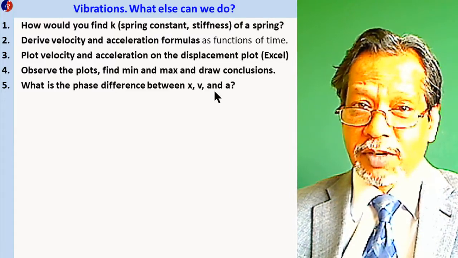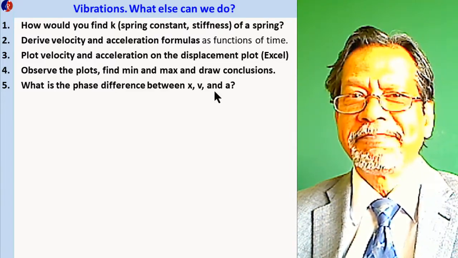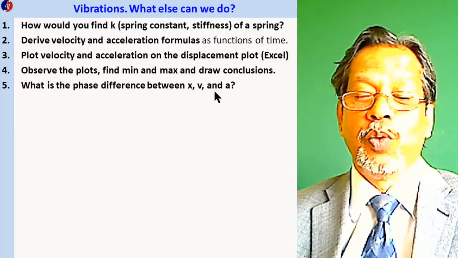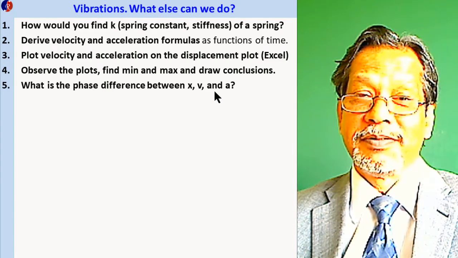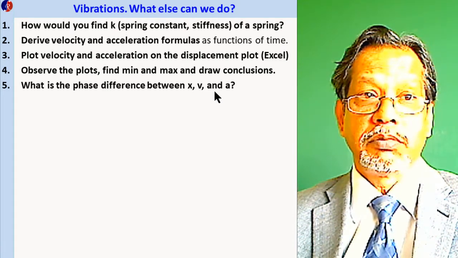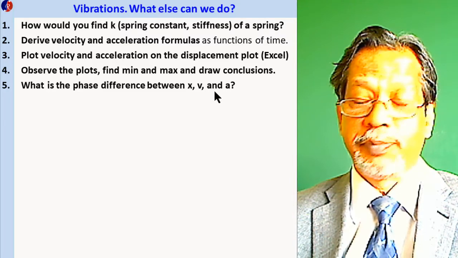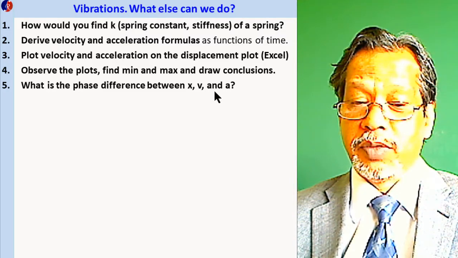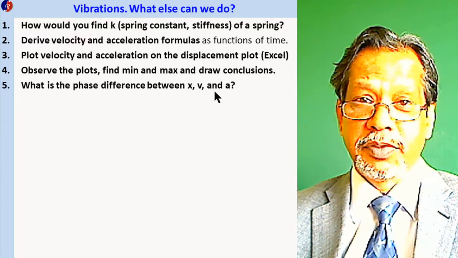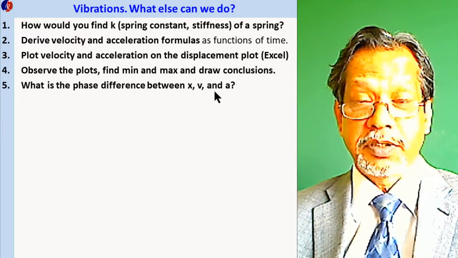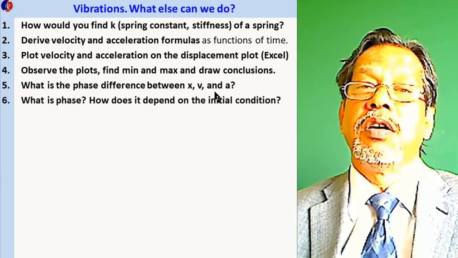When you plot them on top of each other, they'll be surprised the peaks are not matching. Okay? When there is maximum displacement, velocity is 0. Acceleration is maximum, but when there is 0 displacement, velocity is the highest. So there's a phase difference. Explain to them, okay, what is phase?